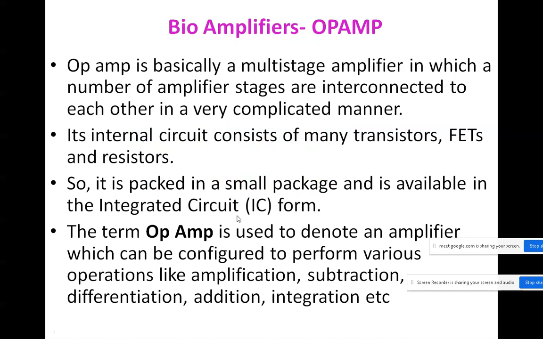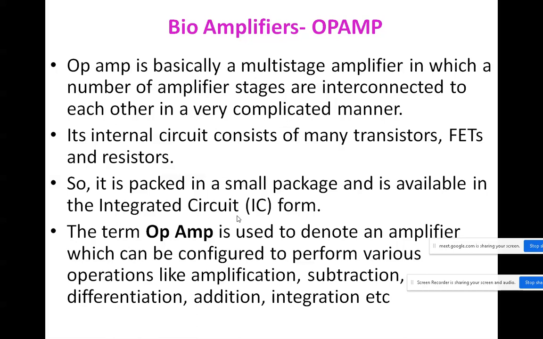The next amplifier is the op-amp amplifier. An operational amplifier is basically a multi-stage amplifier in which a number of amplifier stages are interconnected to each other in a very complicated manner. We are going to use the op-amp type of bioamplifier in multi-stage, using more amplifiers in series, connecting them one by one to get a high amplitude signal. Its internal circuit consists of many transistors, FETs and resistors, because we have multiple stages of amplifier.